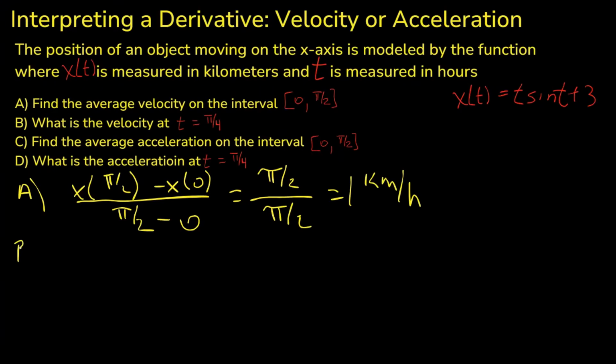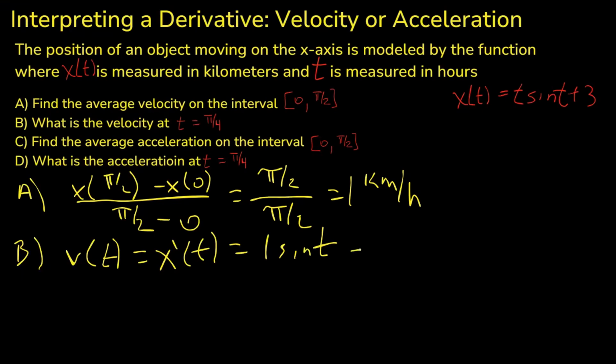Part B, the velocity of the object. Again, derivative of the position function. We'd have to use the product rule here. So derivative of the first times the second plus the first times the derivative of the second. And then the derivative of the 3 is 0.